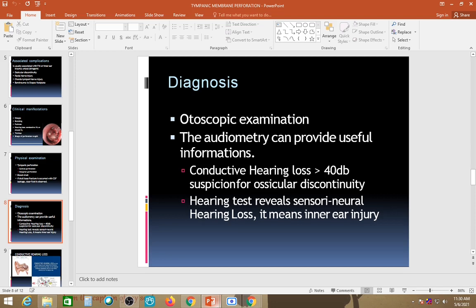Conductive hearing loss and sensorineural hearing loss. Sensorineural hearing loss is the permanent loss. We could not hear anymore. But conductive hearing loss can be repaired, it means it can be treatable. Okay? Yes or no? Can you hear me?